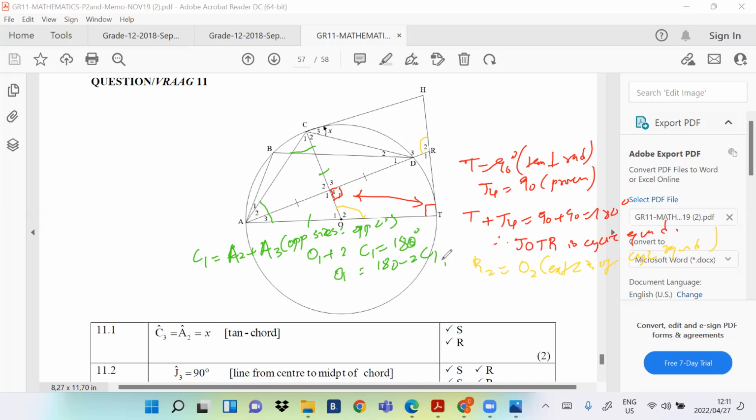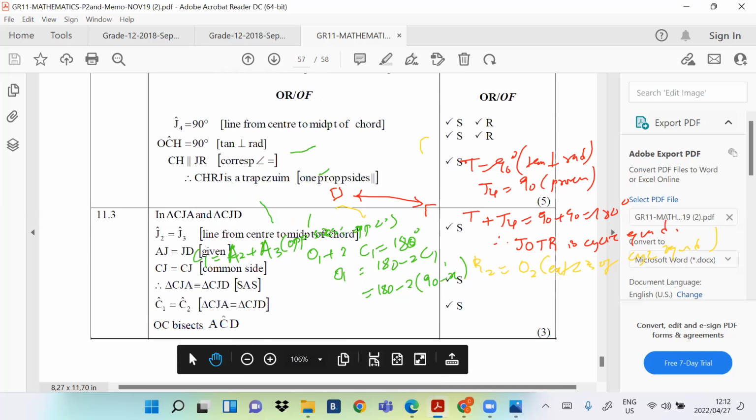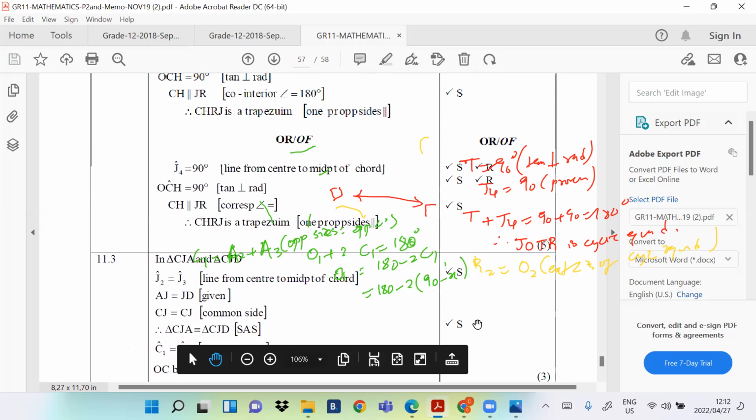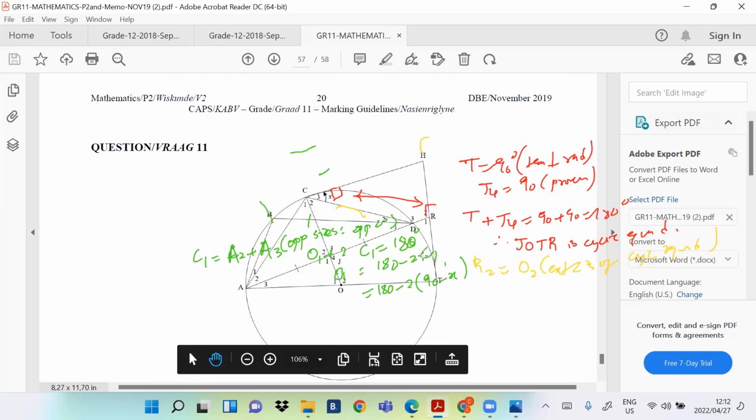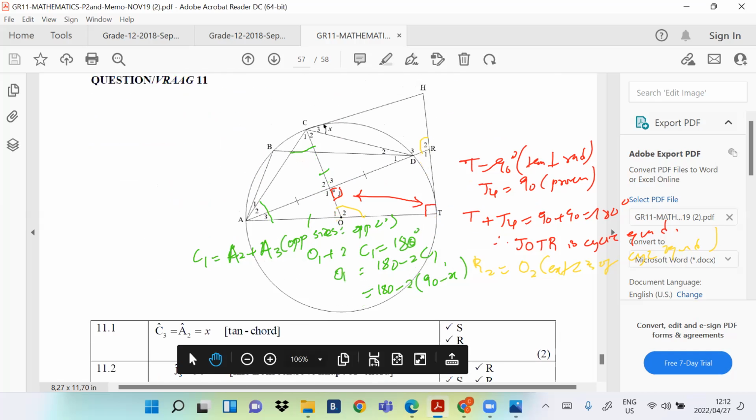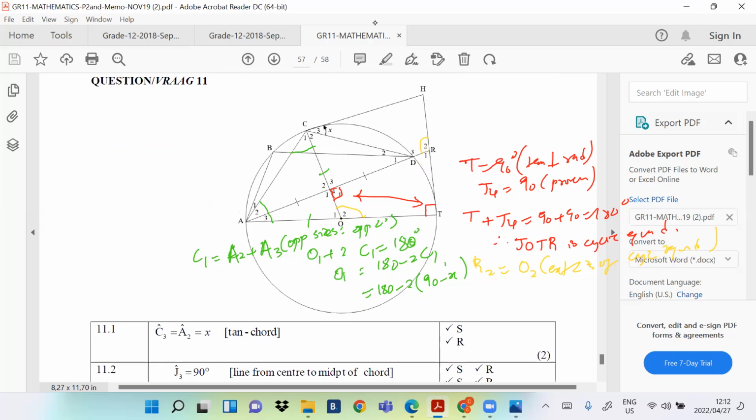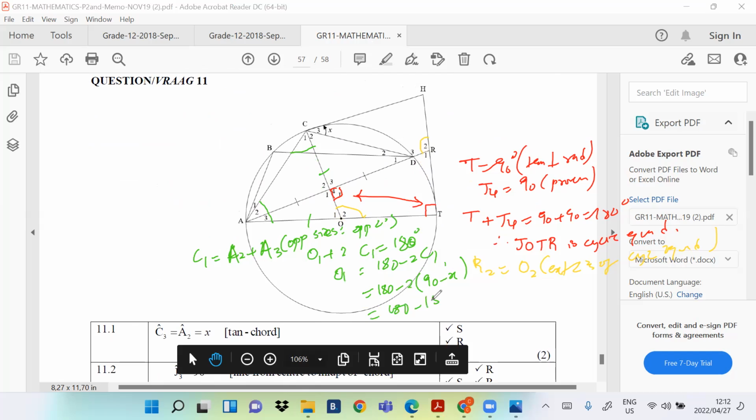Didn't we get a C1 somewhere? We got C1 as 90 minus X, I think. C1 is 90 minus X. Let's just check. Yes, C1 is C2, which is 90 minus X. Okay, so now let's calculate and finish. That means I have 180 minus 180 plus 2x. You see, O1 is 2x.